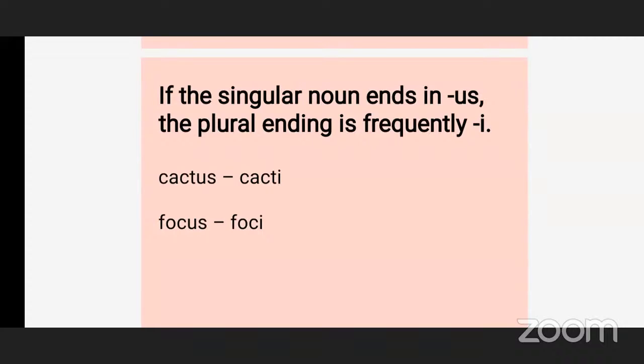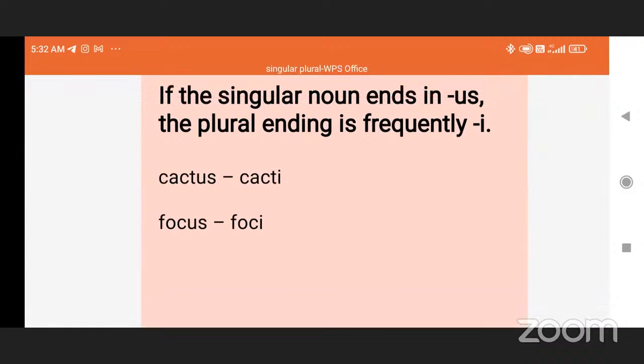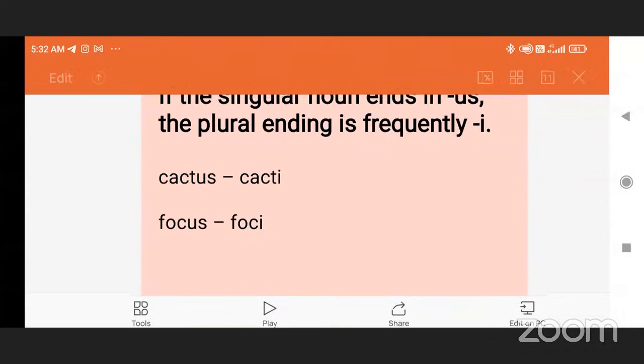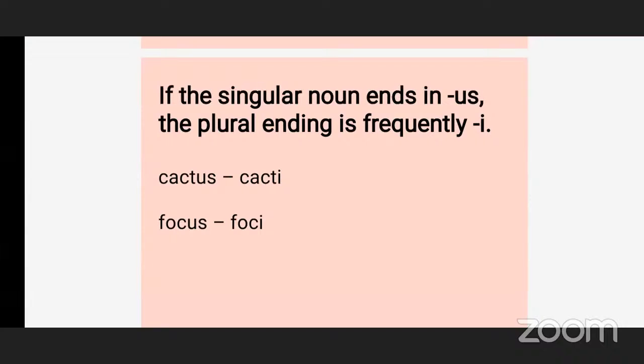Sorry. Yes. So the next topic. If the singular noun ends in US, the plural ending is frequently I. See here, the last letters are US, isn't it? So if the US comes, it changes into I. Cactus is a type of plant which grows in the desert region. Cactus ends with US and the plural is C-A-C-T-I, cacti.